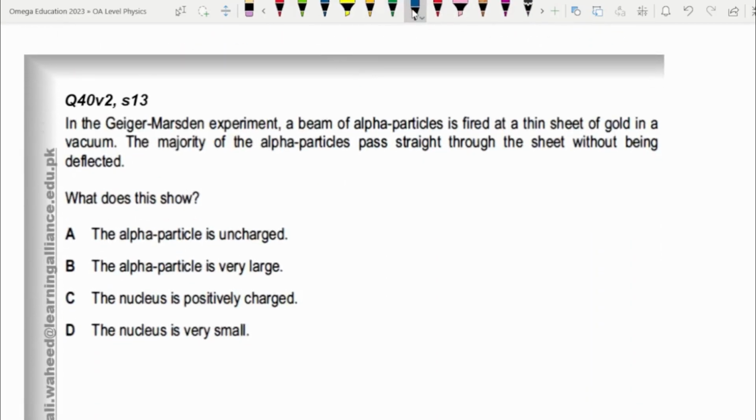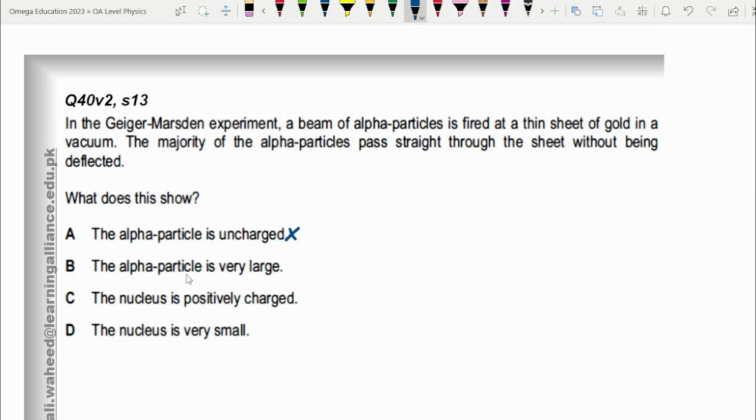Okay, let's take a look at the next one. In the Geiger-Marsden experiment, a beam of alpha particles is fired at a thin sheet of gold in a vacuum. The majority of the alpha particles pass straight through the sheet without being deflected. So you see, the answer to the first question is now given as part of the statement of this question. This is now given as the statement. What does this show? The alpha particle is uncharged. No, it doesn't give information about the alpha particles themselves.